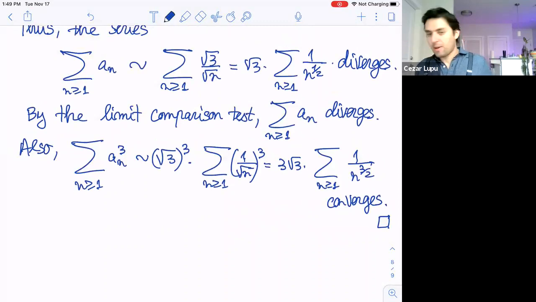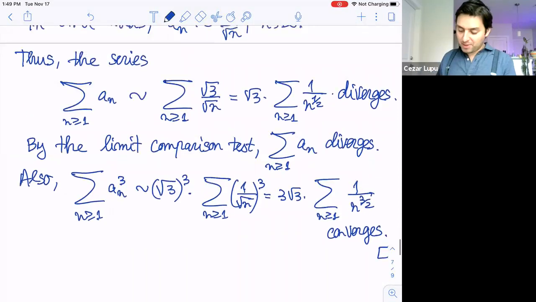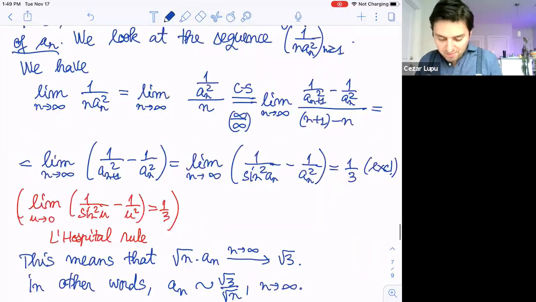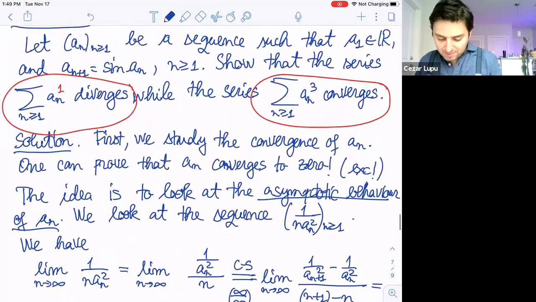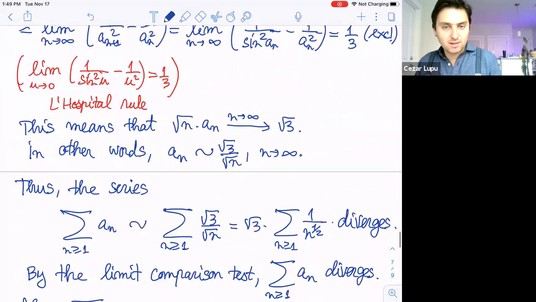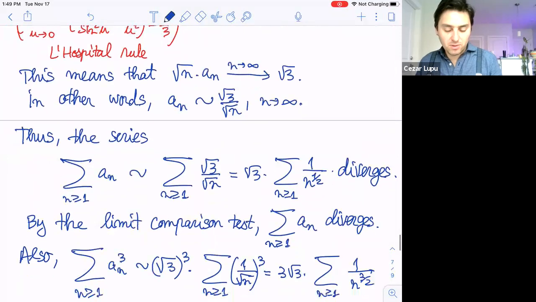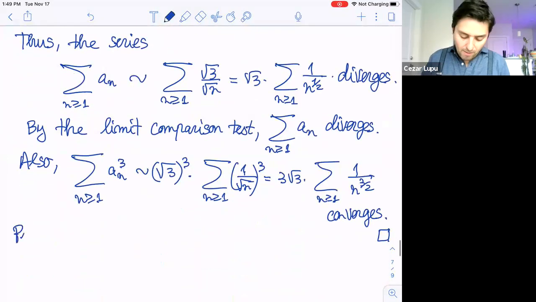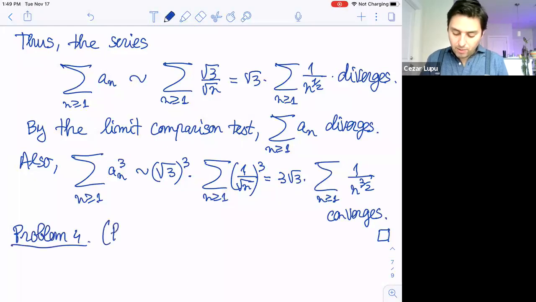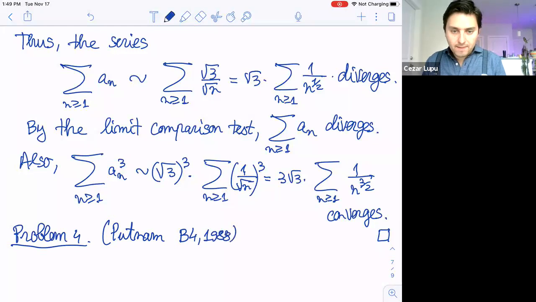All right, I'm going to go over time, sorry about that, but I want to talk about one more problem. It's one of my favorite Putnam problems, in fact. There are some details that I'll leave to you. So problem 4. This was a Putnam B4 in 1988, right? Okay, and the problem says the following.